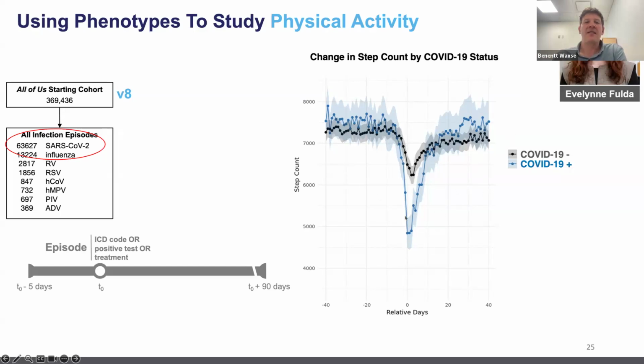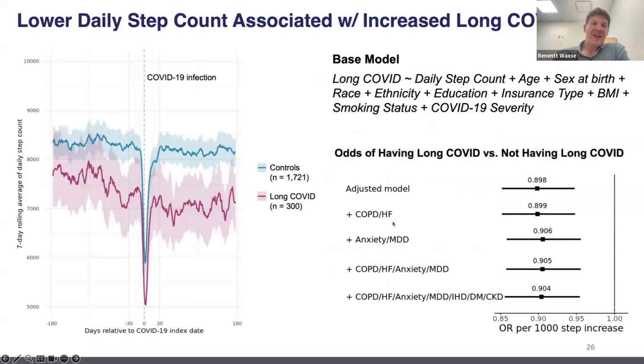And none of this is too interesting, but we wanted to say, what about the step data and its ability to predict someone who might have long COVID? So here we looked at, instead of COVID versus negative, we looked at everyone who had COVID, those who had long COVID after, and those who did not. And again, at 0, we have when they had a COVID infection. Here on the y-axis, we have steps, and that's the 7-day rolling average of daily steps. We have control patients, people who did not have long COVID in blue, and we had in magenta the number of people who did have long COVID.